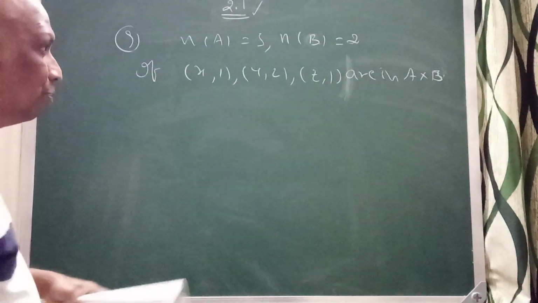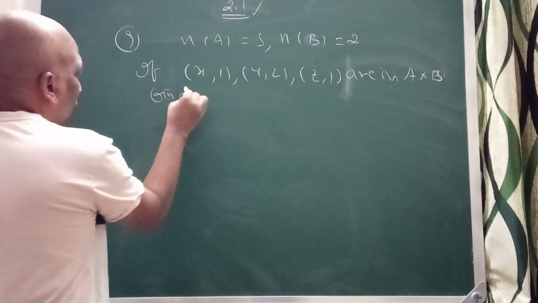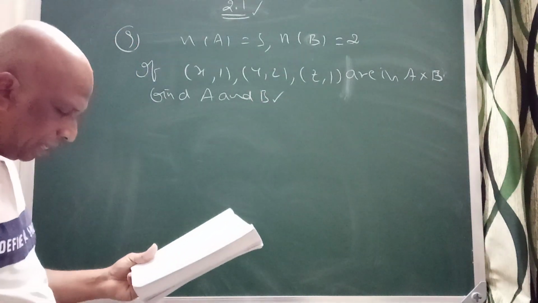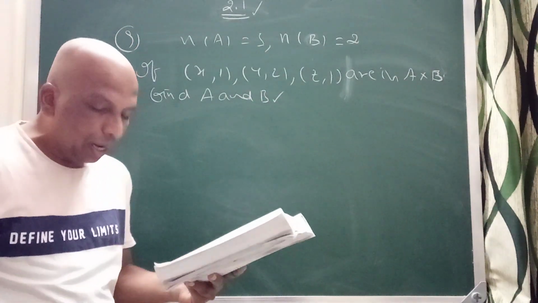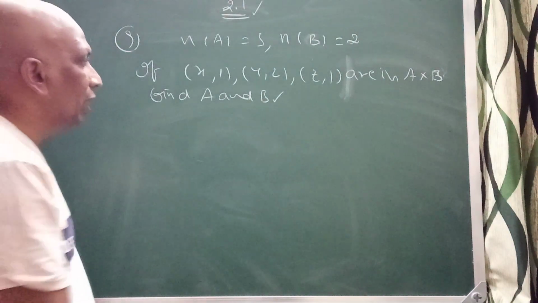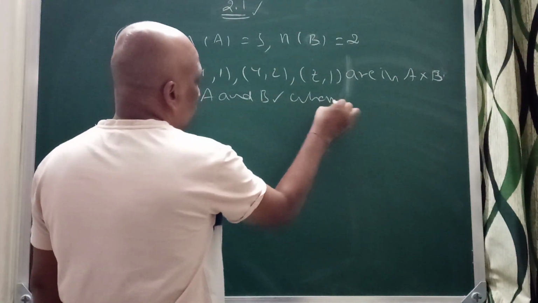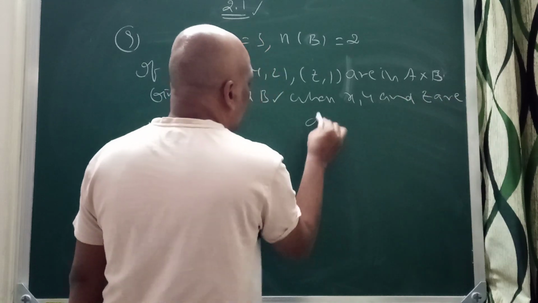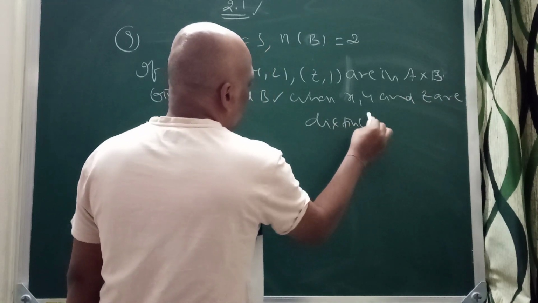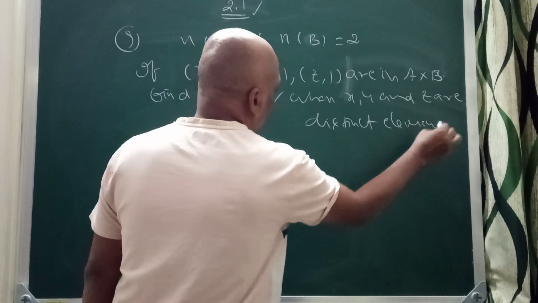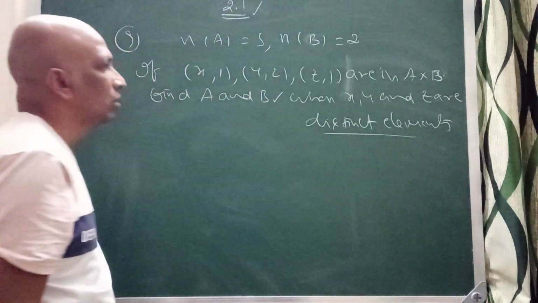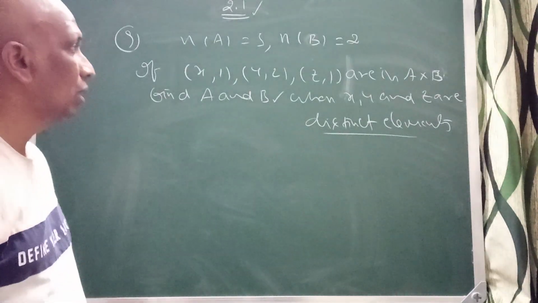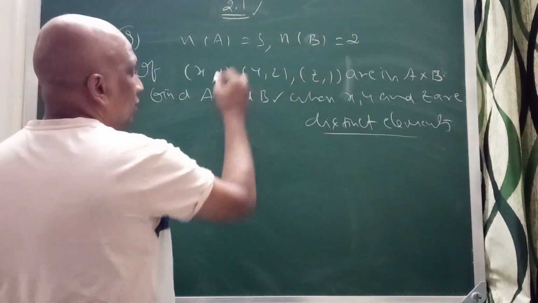Then find A and B, where x, y and z are distinct elements. They are asking to find A and B. All are distinct elements.